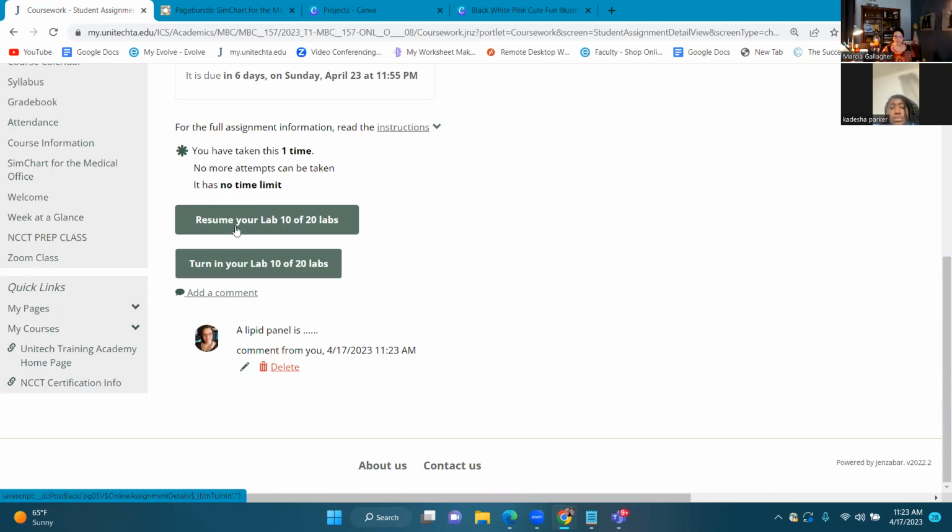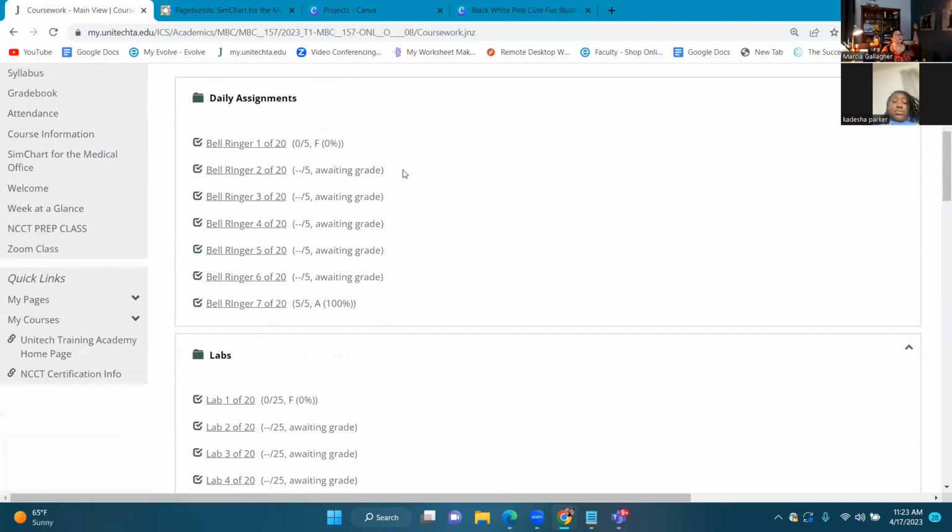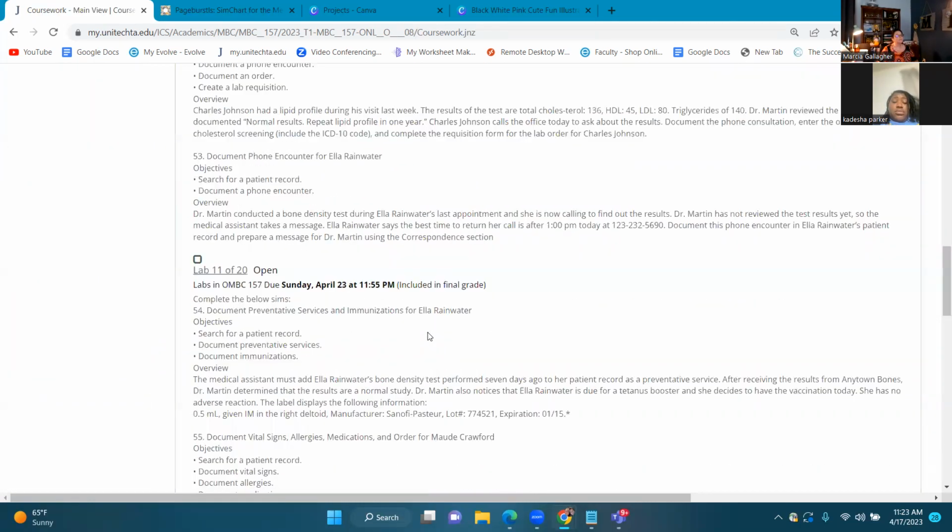I would prefer that you turn it in this way, but if for some reason you weren't able to get it in on time, or something happened, computer glitched, whatever, this is a different way you can do it. You can add a comment, and I can see. So that's how the coursework is going to look when you open up your coursework.